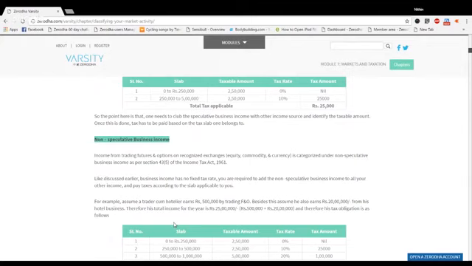If you don't carry forward the loss, then next year on this 1 lakh rupee profit, if you're in a 30% slab, you'll end up paying 30,000 rupees in taxes. So it wouldn't make any sense to let go of any losses you've made.